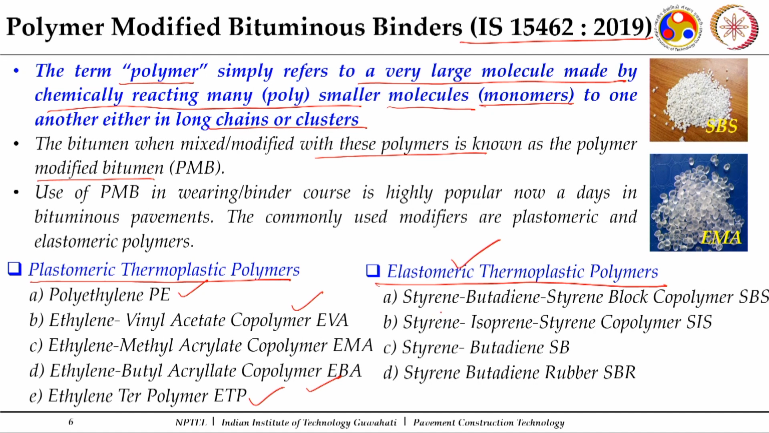These are some of the polymers which fall under the category of plastomeric thermoplastics. And the quite commonly used elastomeric thermoplastic polymers are styrene butadiene styrene block copolymer, SBS, styrene isoprene styrene copolymer, SIS, styrene butadiene rubber. So many other products in addition to this, like waste plastic mentioned, that's also a kind of polymer. Then waste tire rubber is also used for binder modification. But the target is to enhance one or the other characteristics of the paving compared to the paving grade binder when you are modifying it.